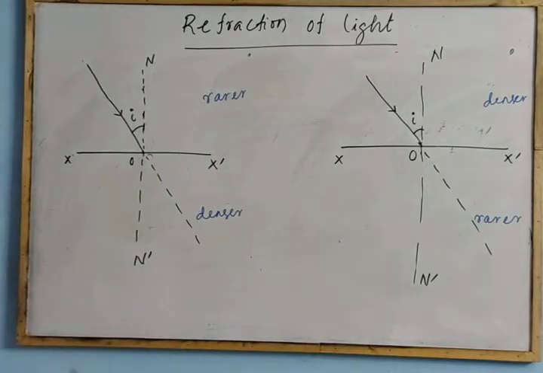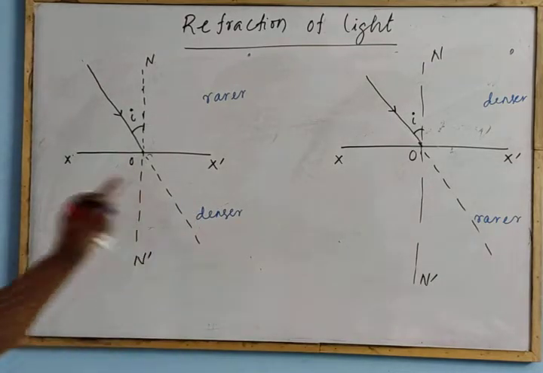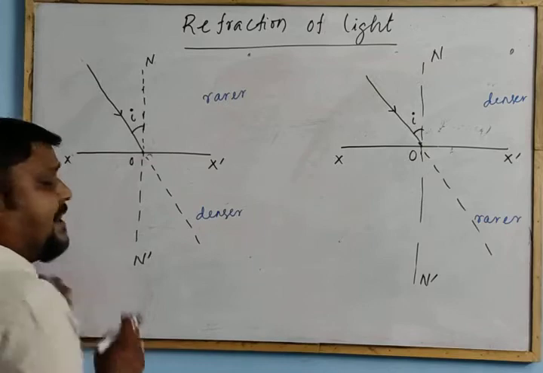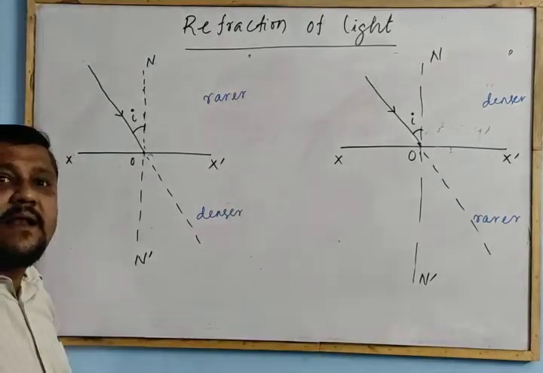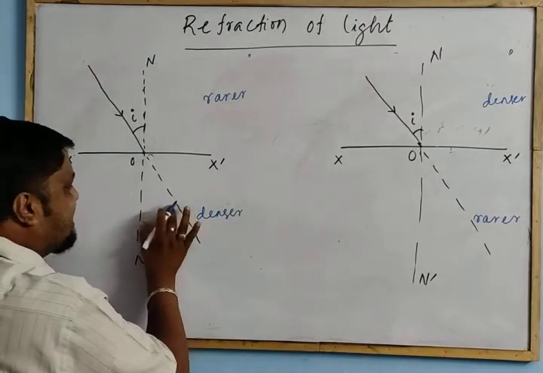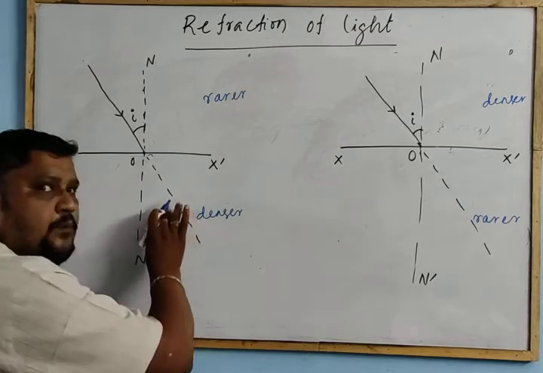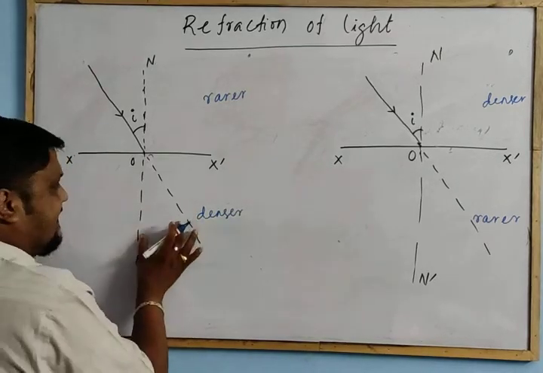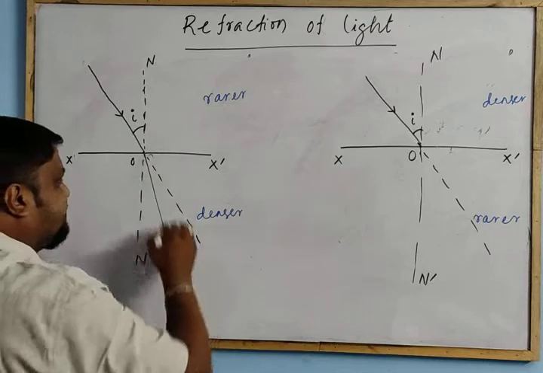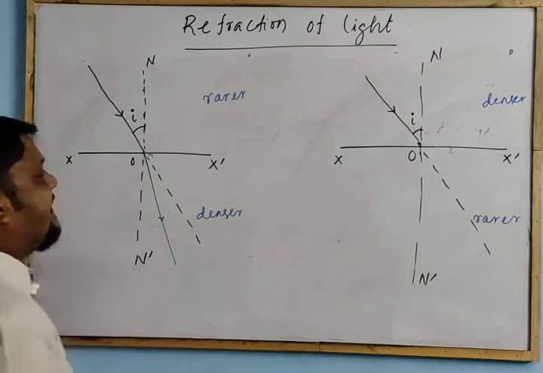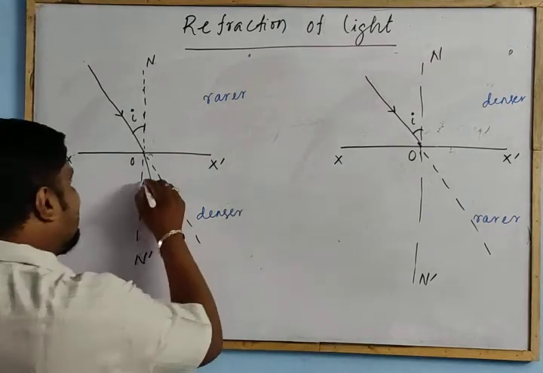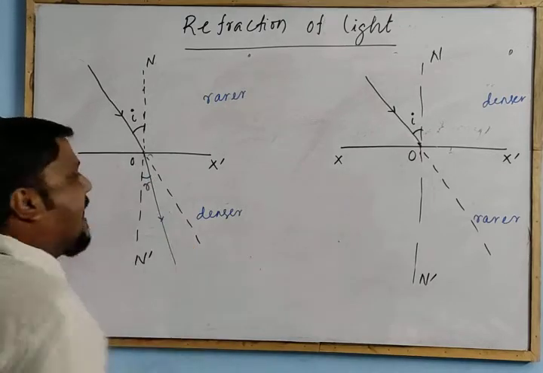Now the ray is traveling from rarer to denser. When the ray travels from rarer to denser medium, in that case what happens? The ray bends towards the normal. Towards the normal means the ray will be positioned in between these two lines. This is the refracted ray, and this is the angle of refraction R.